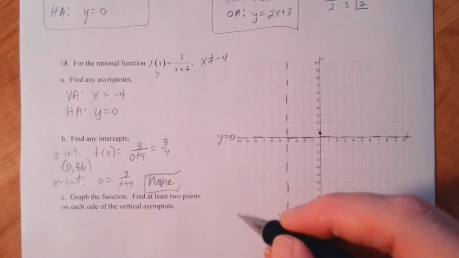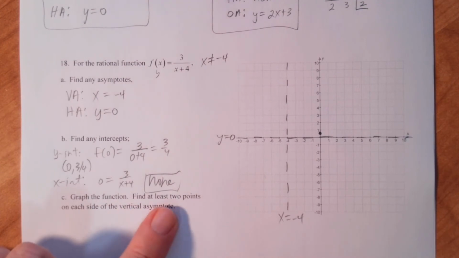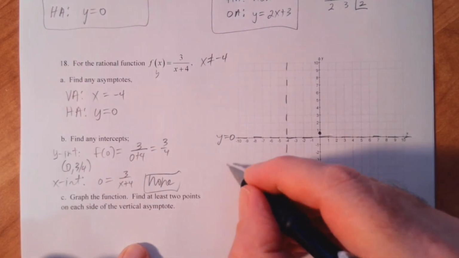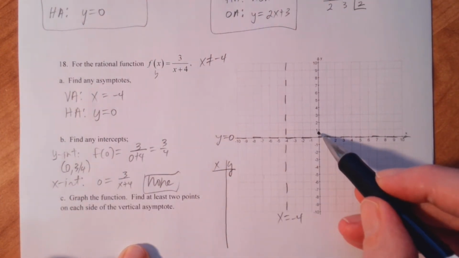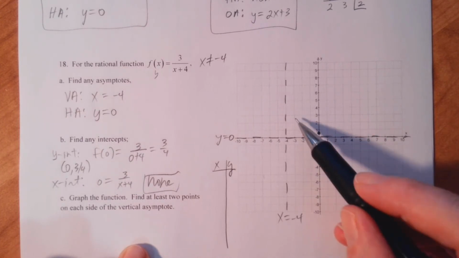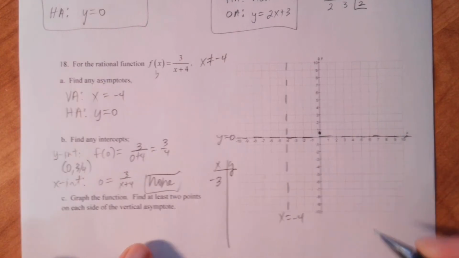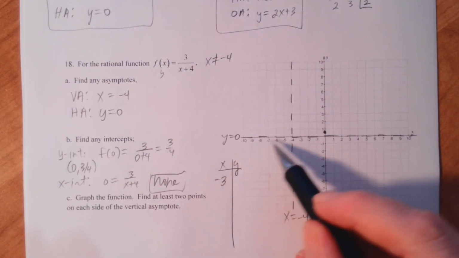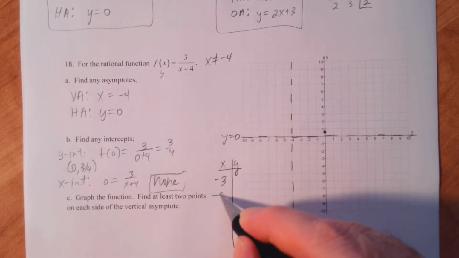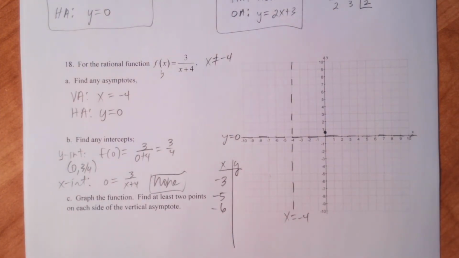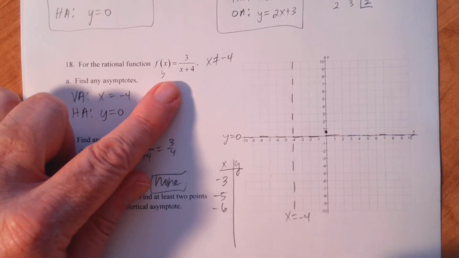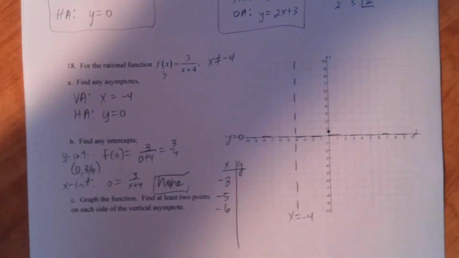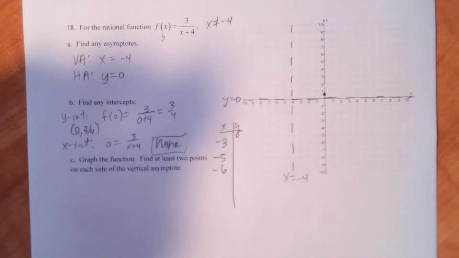So now we're ready to make a table. It says graph the function, find at least 2 points on each side of the vertical asymptote. So we already have one here. I'm thinking maybe we could find one anywhere along here. Let's go ahead and plug in -3 for an x. And then on this side of the asymptote, I'm thinking -5 and -6. I'm going to go ahead and do these by hand. The math's not so bad.